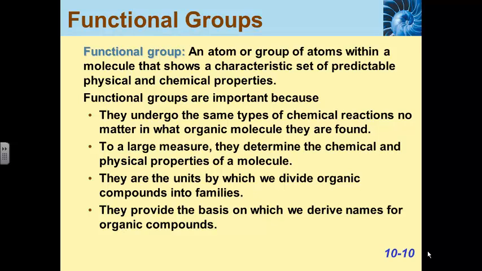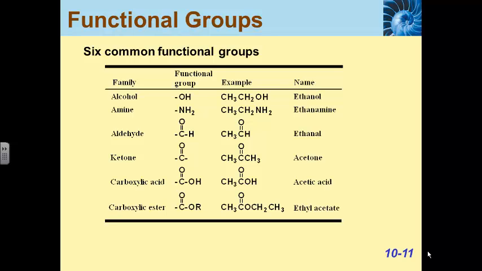As we take a look at functional groups and understand their importance, we understand that they undergo the same type of chemical reactions. No matter what it's bound to or where it's found, that family of reaction can be used to predict products. To a large measure, they determine the chemical and physical properties of a molecule. They are the units by which we divide organic compounds into families, and they provide us with the basis on which we derive names. So the whole category of nomenclature is based on the functional group of that molecule.